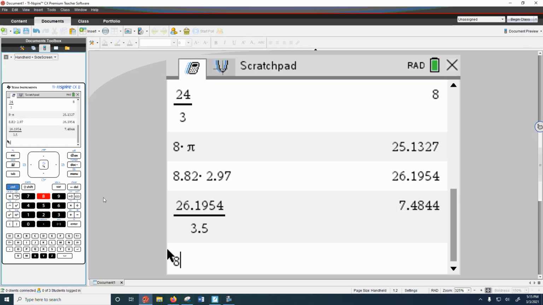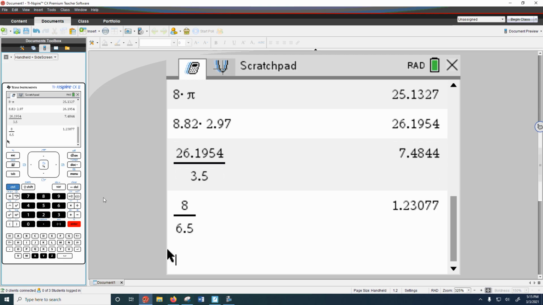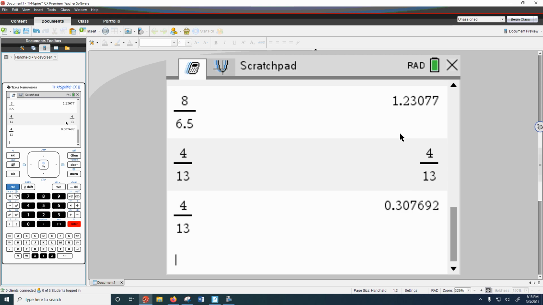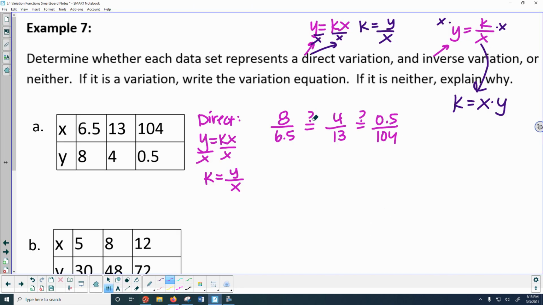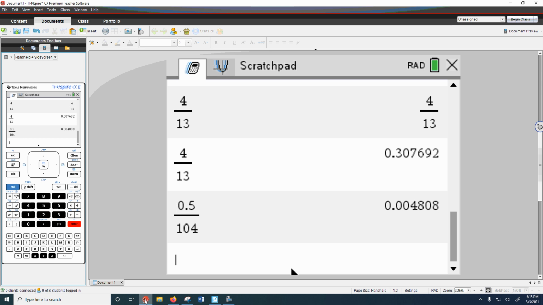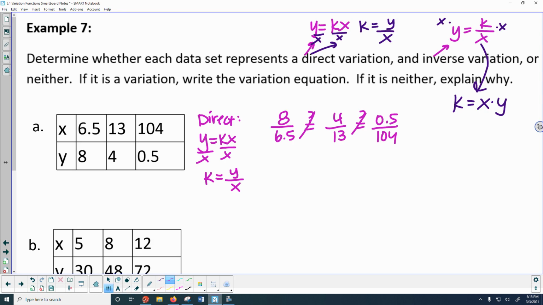8 divided by 6.5 is 1.23077. Is that the same as 4 divided by 13? Well, that gave me a fraction, so let's do it again, but hit Control equal or put a decimal. We're already getting that those are not equivalent. Those are not the same values. I'm not even going to check this other one. Well, I take it back, I will: 0.5 divided by 104. Those are not all the same, so this is not direct.